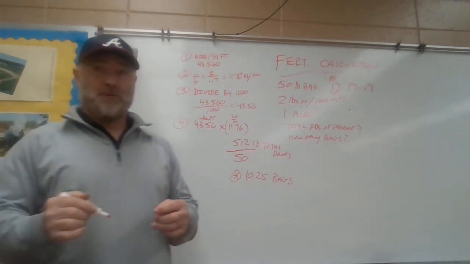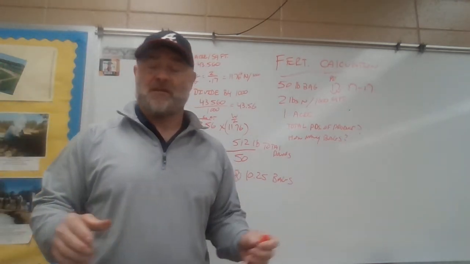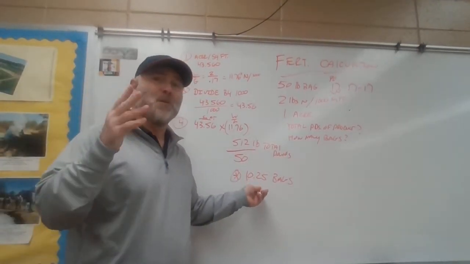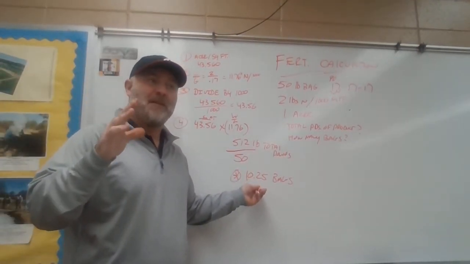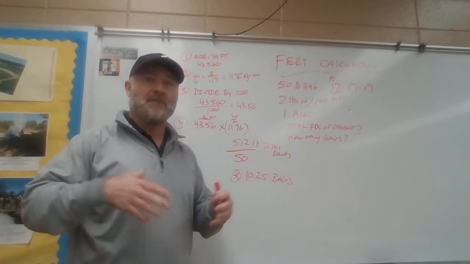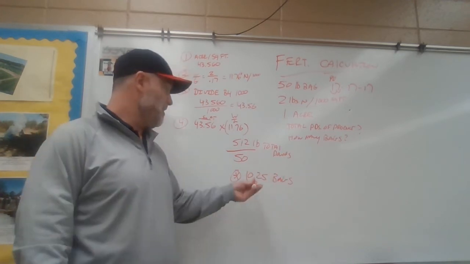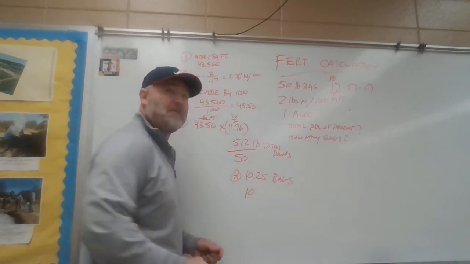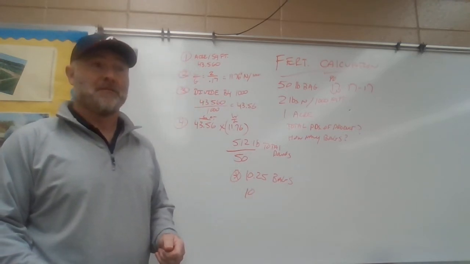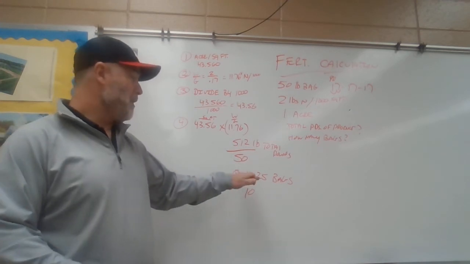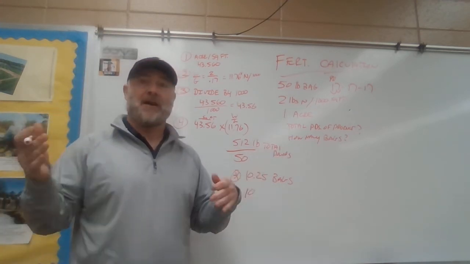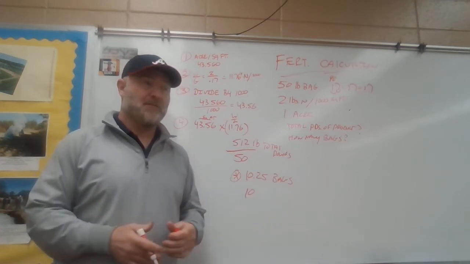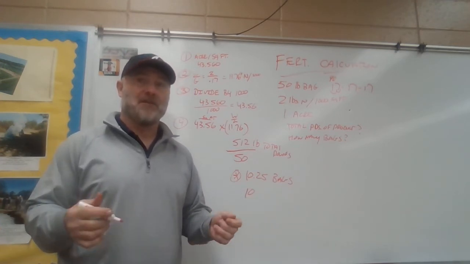In a real world scenario, a quarter of a pound, right? Always go up. But if I'm doing my calculations and I get that, I'm going to be honest, 10 bags will get you there. You see what I'm saying? I would only go up a bag if it's over a half a pound. If it's anything less than that, 10 bags will be fine. You're going to get enough nitrogen to go out.